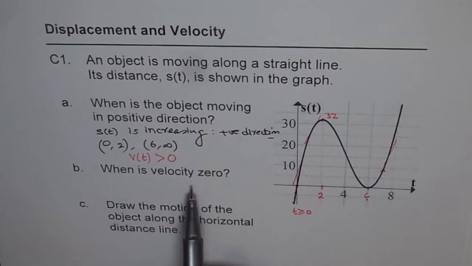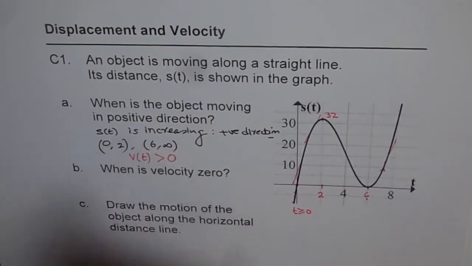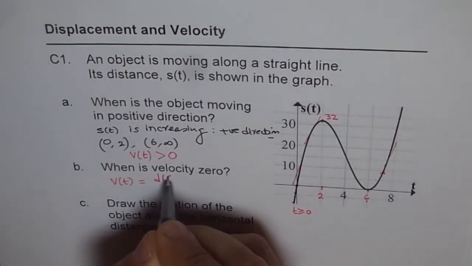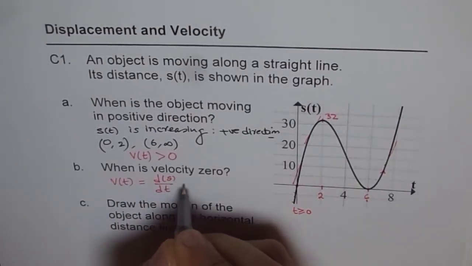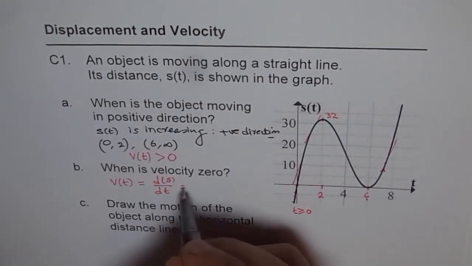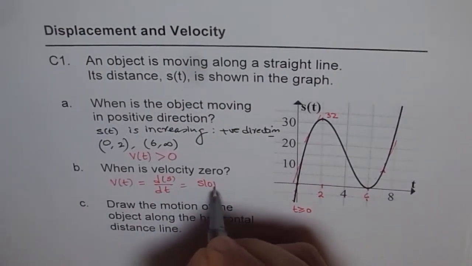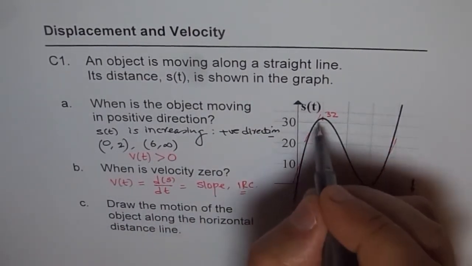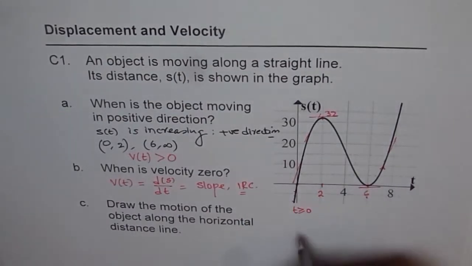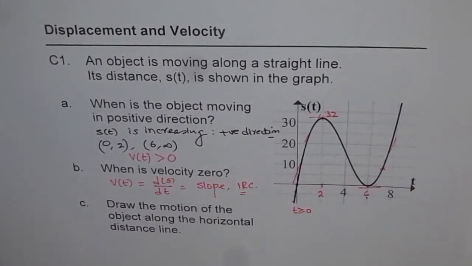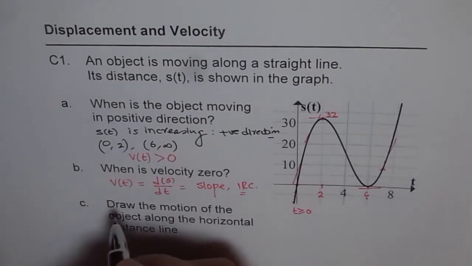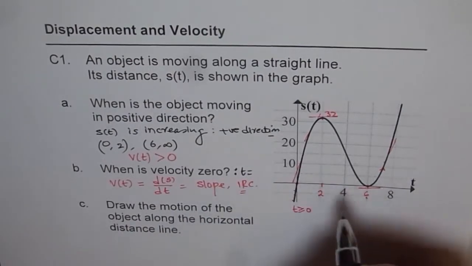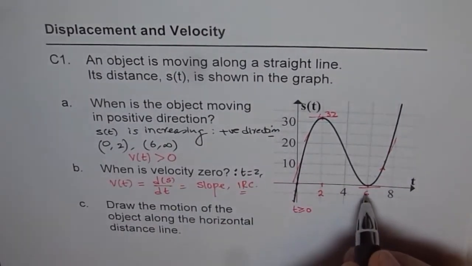When is velocity 0? Now velocity is rate of change of displacement, right? So what is velocity? Velocity is ds over dt, right? So ds over dt is tangent or a slope. It represents slope or instantaneous rate of change, correct? So instantaneous rate of change 0 is when you have a horizontal line. Do you see that? So that happens at t equals 2 and at t equals 6. So when is velocity 0? The answer is t equals 2 and t equals 6.